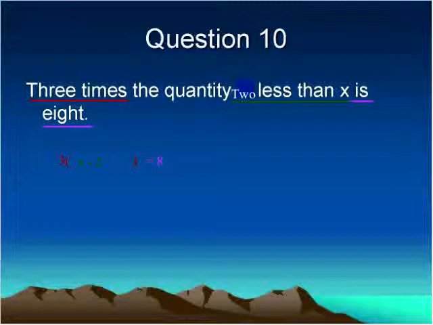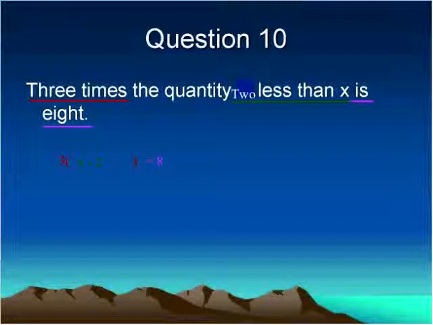So that's where everything comes from. 3 times would be 3, with the parentheses being the quantity of 2 less than x, x minus 2, is 8, equals 8. So that's question 10 on page 21. So the answer for that would be A. 3 and x minus 2 in parentheses is equal to 8.